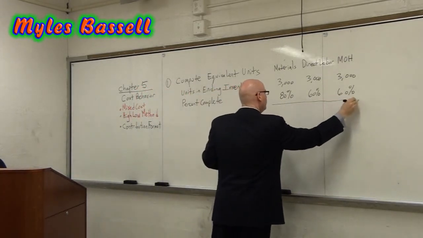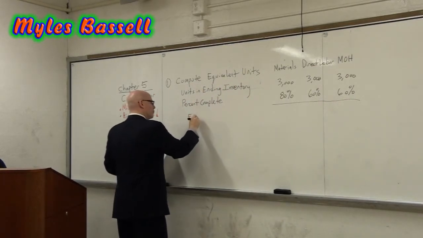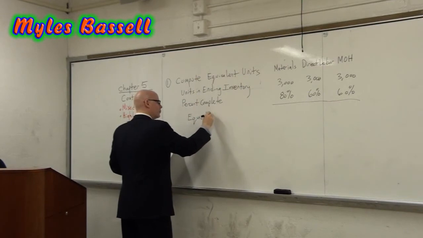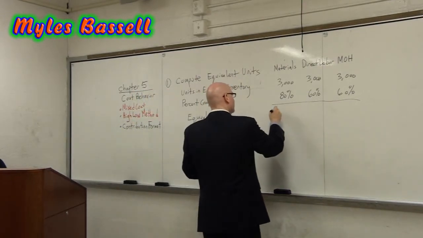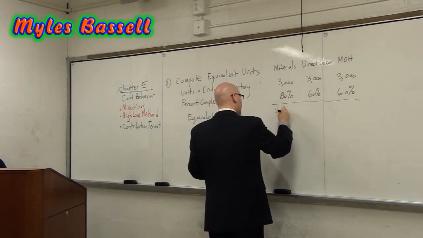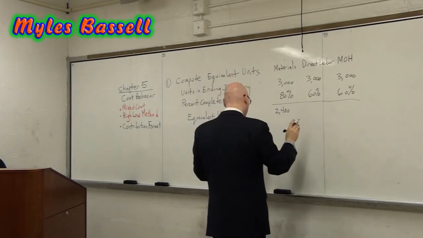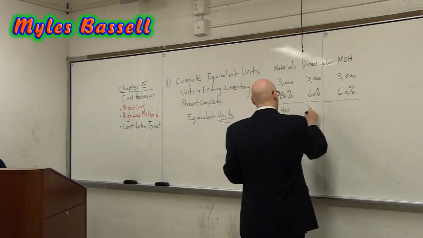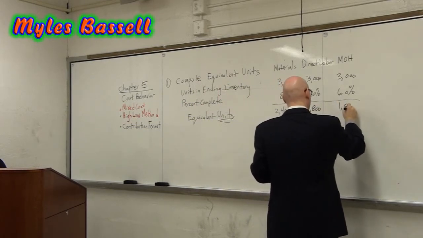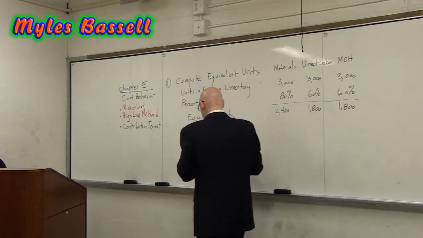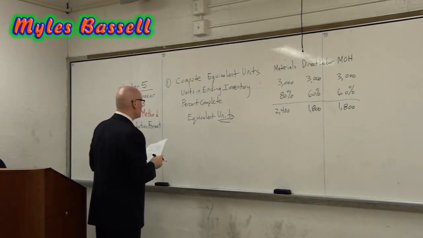All right, so now what we do is we calculate the equivalent units. 2,400 units. Remember, this is units. We're not talking about the dollars yet. We're going to get to that. 1,800 and 1,800 units. All right, so that's the equivalent units of production.